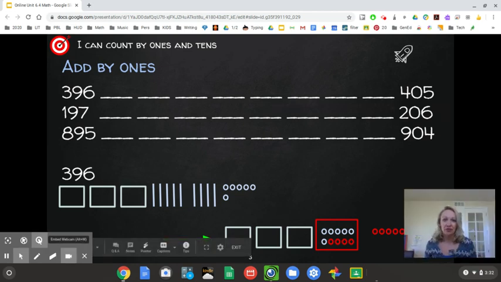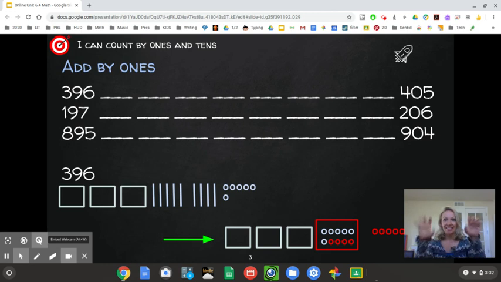So you can see, we have 396. You can start off with 300, 10, 20, 30, 40, 50, 60, 70, 80, 90, 91, 92, 93, 94, 95, 96. Now we are going to count up to 405.